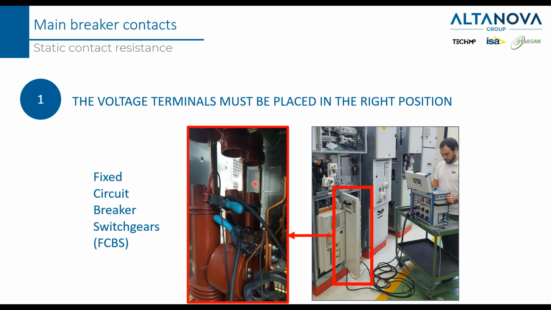There is another type of medium voltage circuit breaker. This is the opposite. This type of breaker is the type that you cannot remove from the cell, but the concept of placing the clamps and the terminal in the right position remains valid. So this is a picture where you can see a real example.